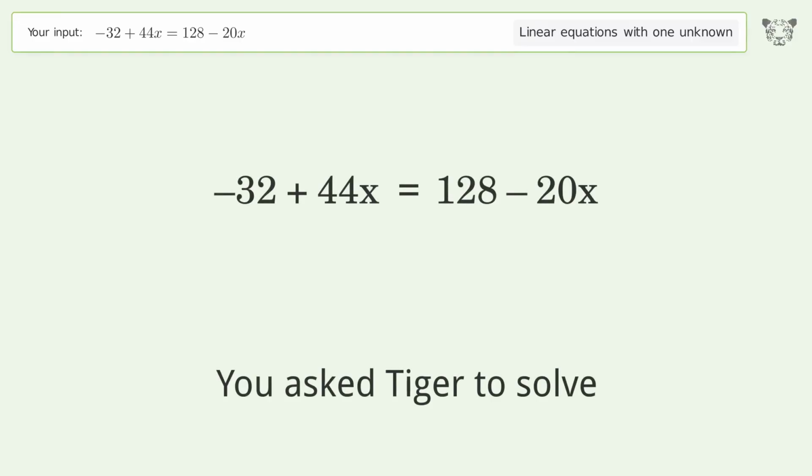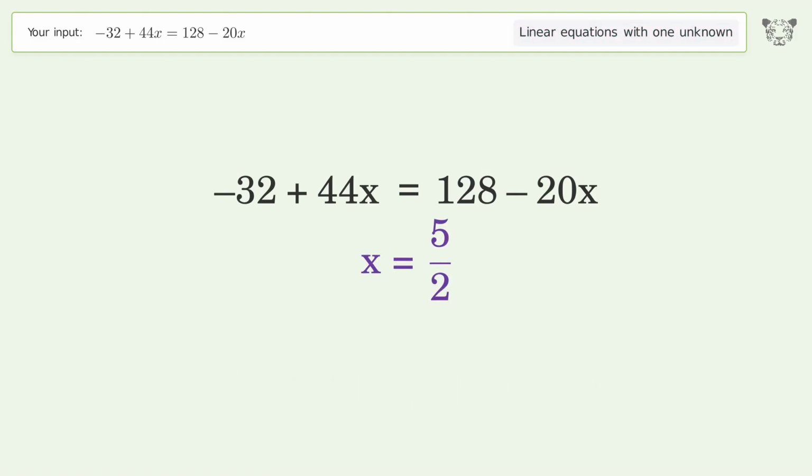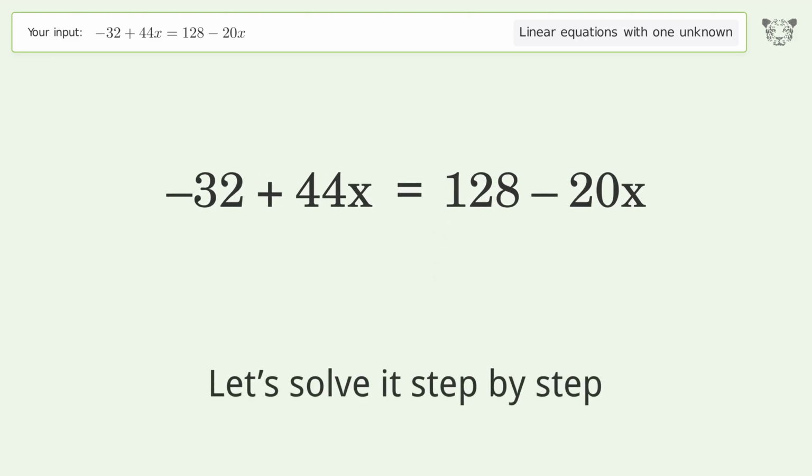You ask Tiger to solve this. This deals with linear equations with one unknown. The final result is x equals 5/2. Let's solve it step by step.